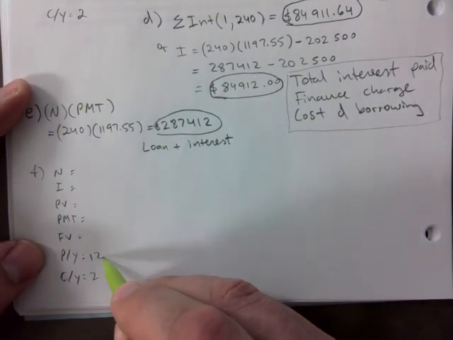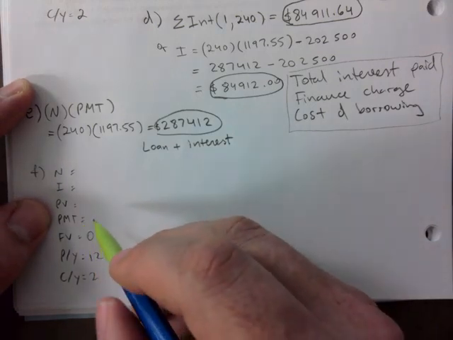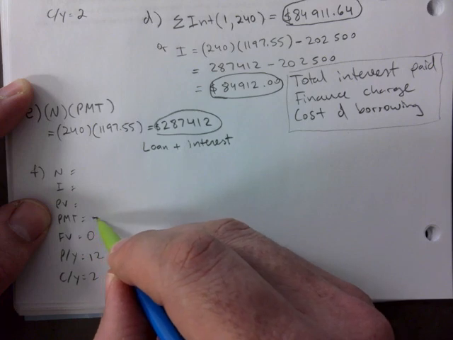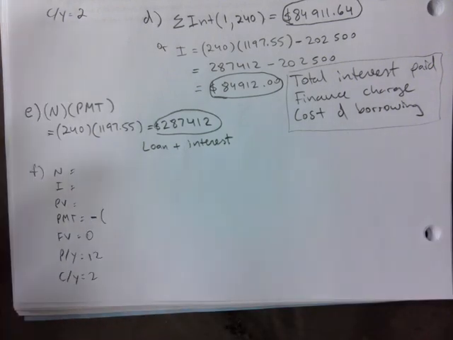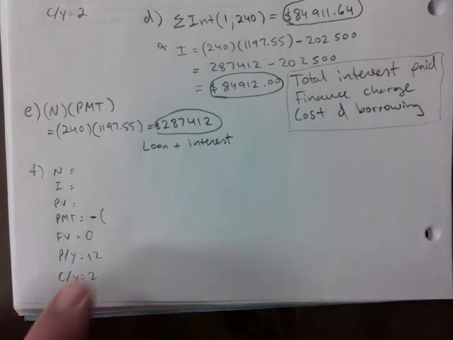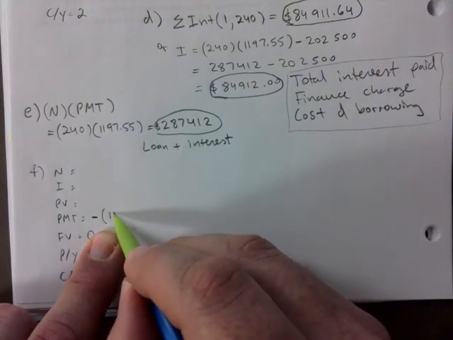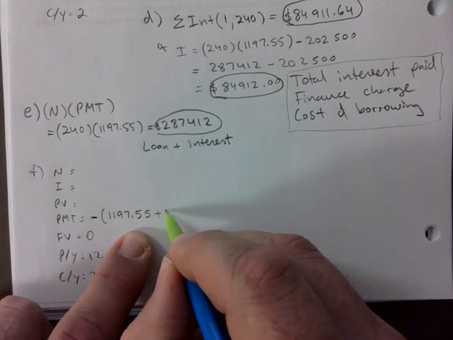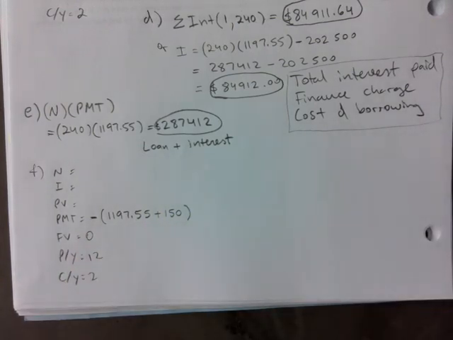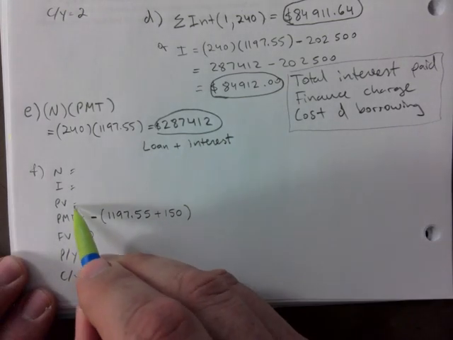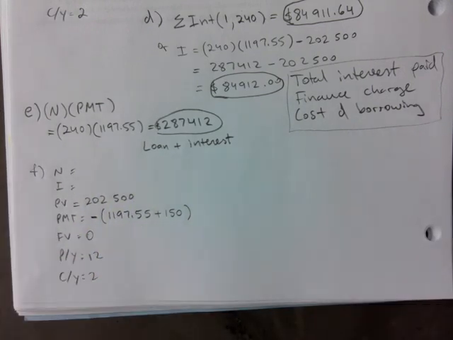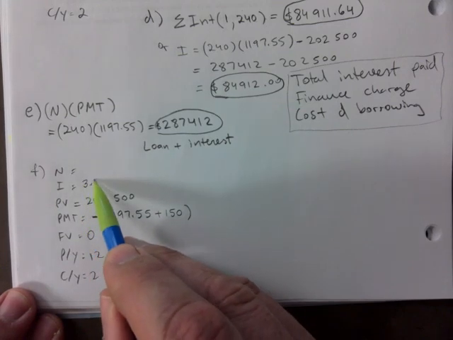So 2, 12, future value still 0. But now my payment is going to be different. This is what I do. I go negative because it's going to be negative by the time I enter this into my PMT section. So I'm going to go 1197.55, and I'm going to add $150 a month to that payment. I'm going to increase it by $150. My present value, guess what? It's still 202,500. Copy paste. The interest rate is still the same. Copy paste.